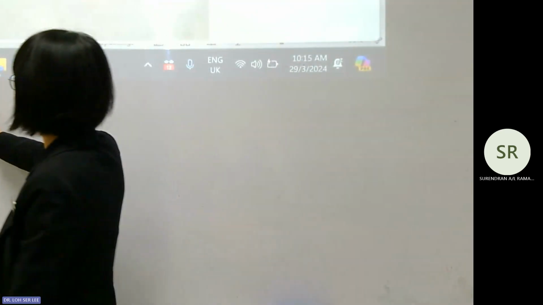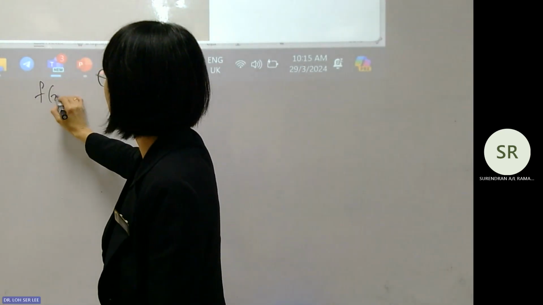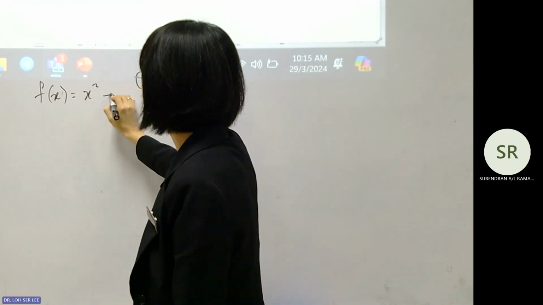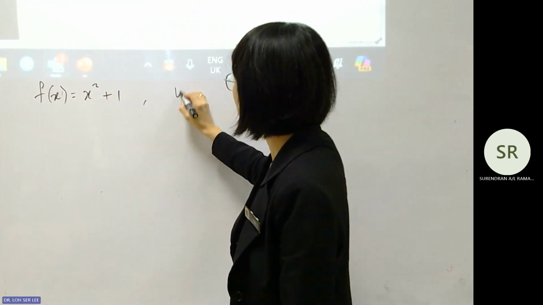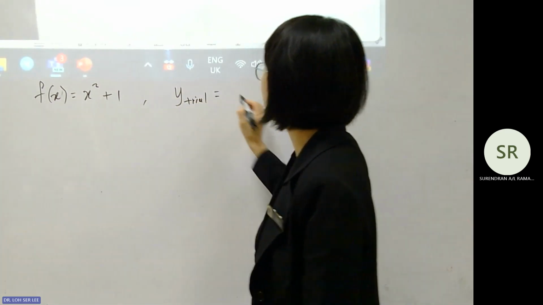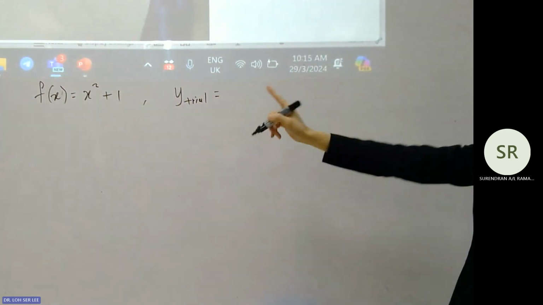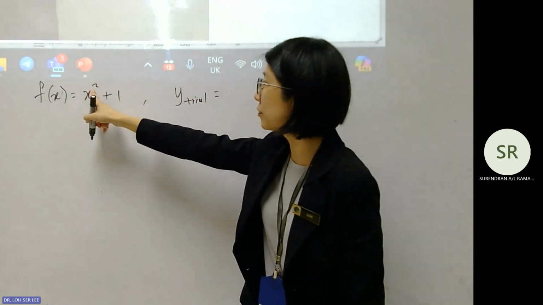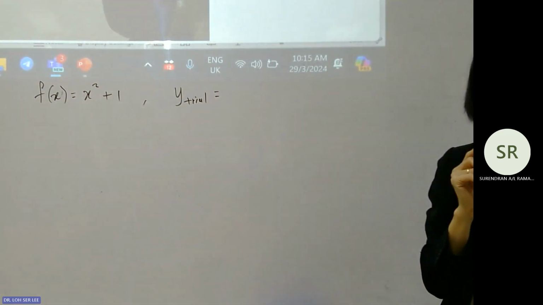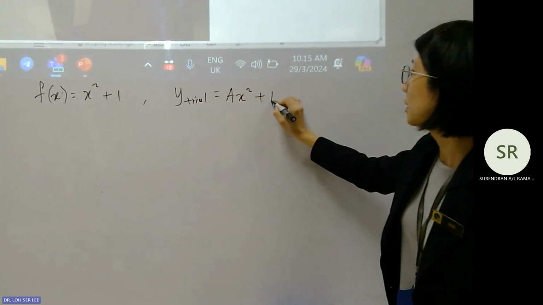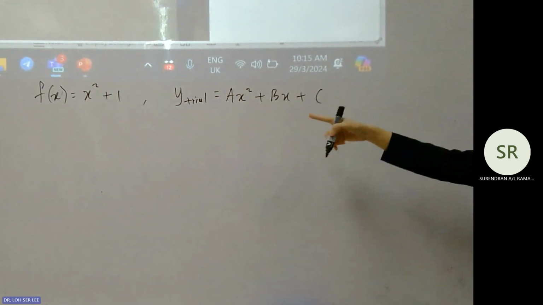Let's say your f(x) is x squared plus 1. Then your y trial, we will start with the y trial. Y trial is the general form of the function. So this is a polynomial with degree of 2. So the general form will be ax squared plus bx plus c. This is the general form.